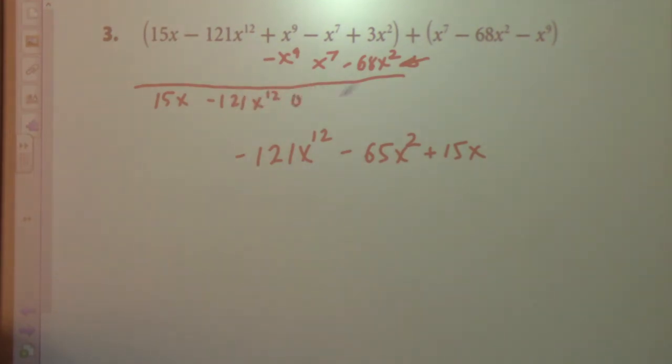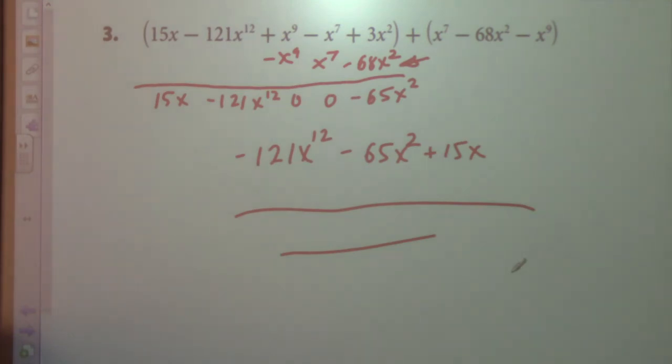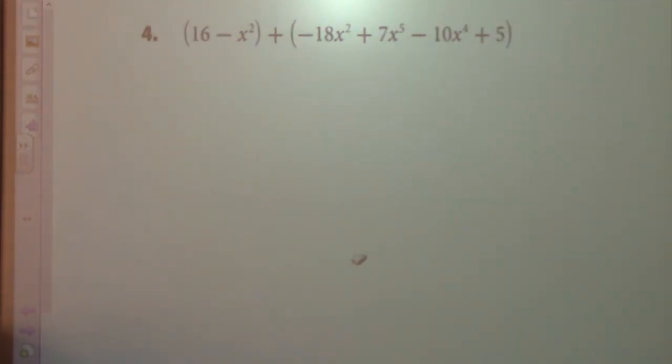This one is 0 here. This one is 0 here. So here's your minus 65x squared. Does that look right? Yeah, so that checks out, right? Not that bad, right? Okay. Let's go on to number 4.